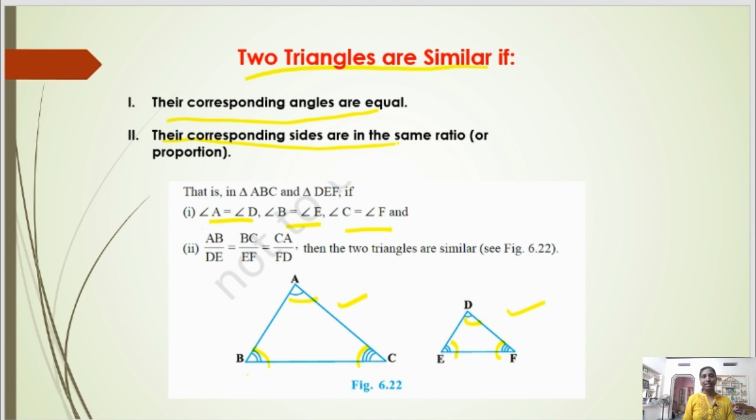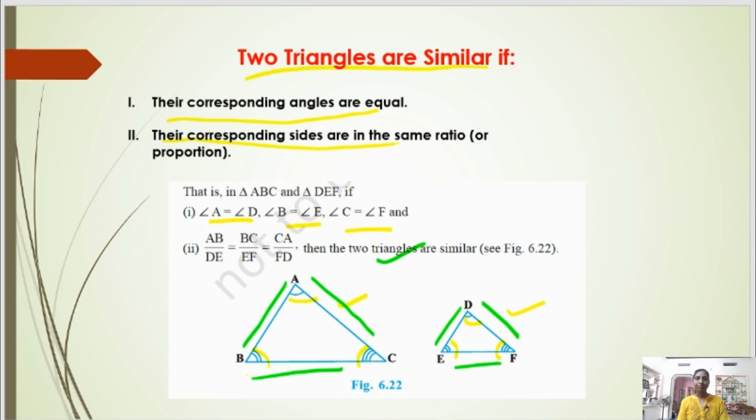And the second condition is their corresponding sides are in the same ratio. It means AB and the corresponding side is DE. AB by DE is equal to BC by EF is equal to AC by DF. This is the second condition. So two triangles are similar if they satisfy these two conditions.